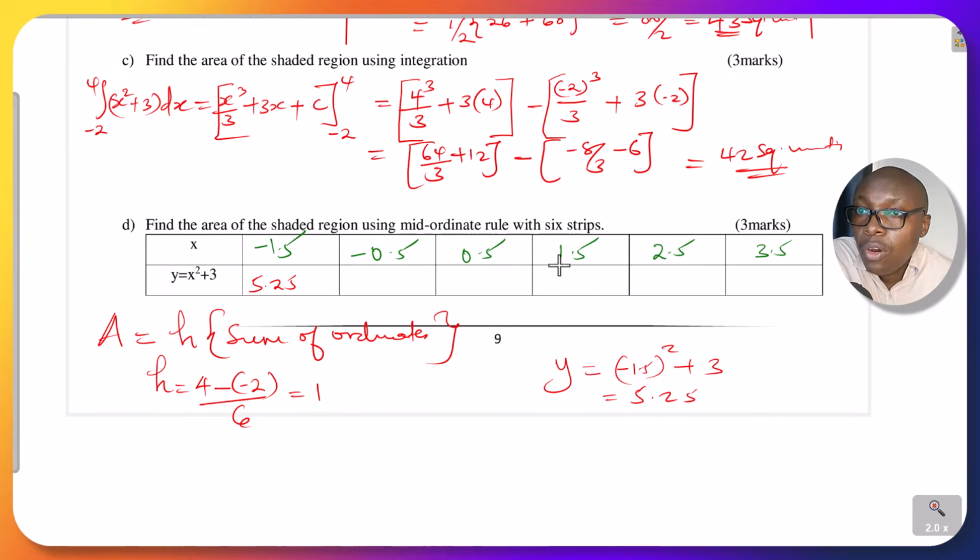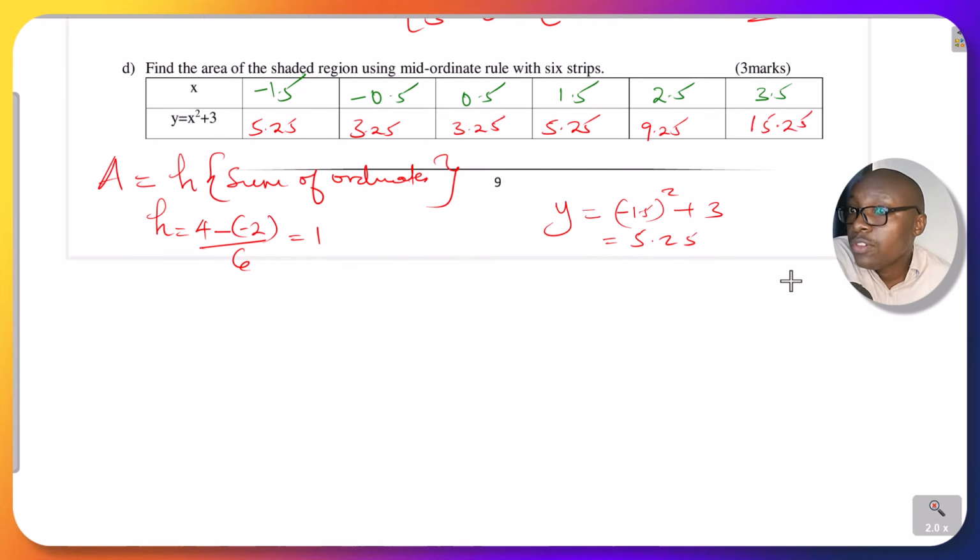So that is what you're supposed to do, 5.25. So you do the same for all the others. So allow me to fill the others. I've already filled mine here. So when x is negative 0.5, I have 3.25. Then when it is 0.5, y will be 3.25 again. When x is 1.5, y will be 5.25. And then when x is 2.5, y will be 9.25. And the last one, when x is 3.5, this will be 15.25. After doing that, now we can use the formula and work it out.